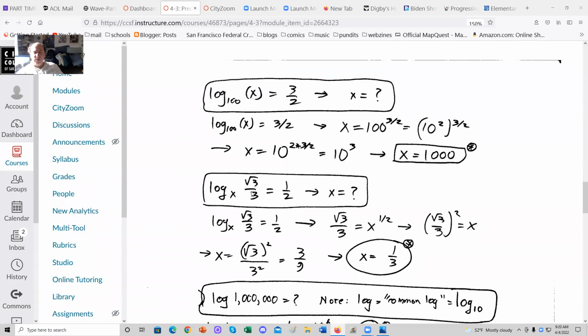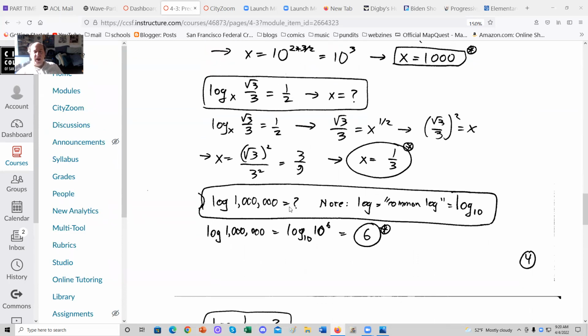Log base x of root 3 over 3 is one half, what is x? You transpose as before, so you get root 3 over 3 equals x to the power 1/2. So square both sides, x is root 3 over 3 squared, 3/9, or x equals 1/3.